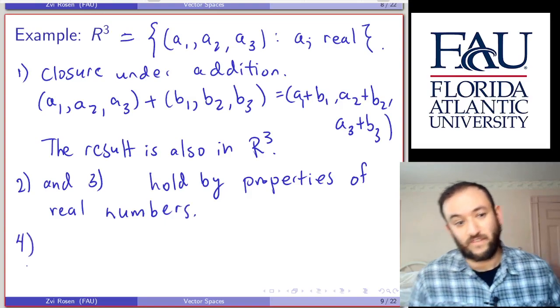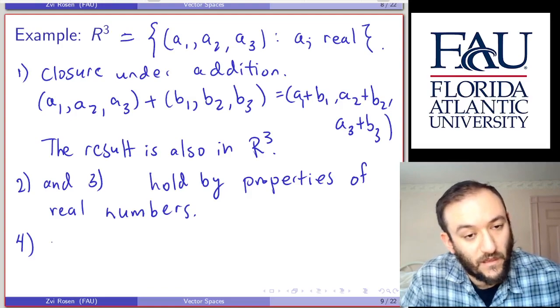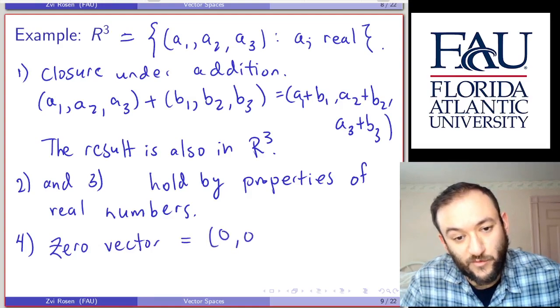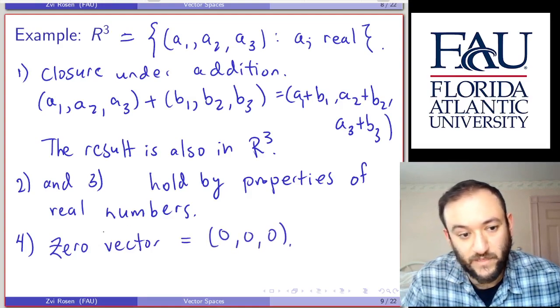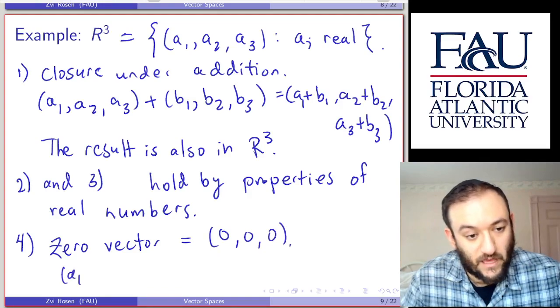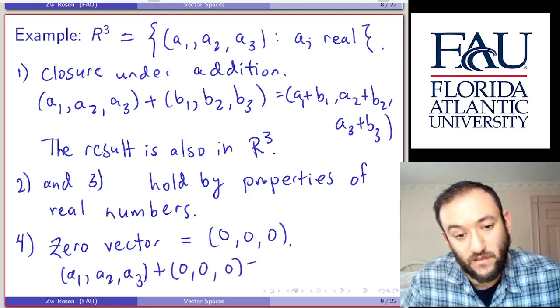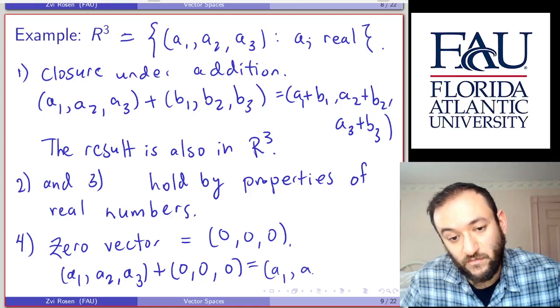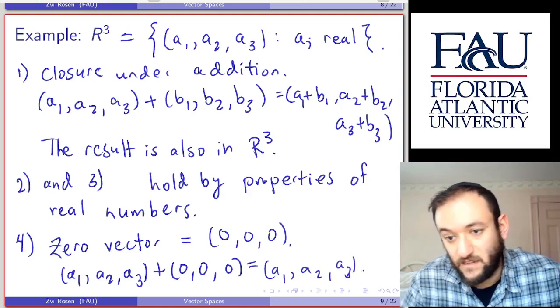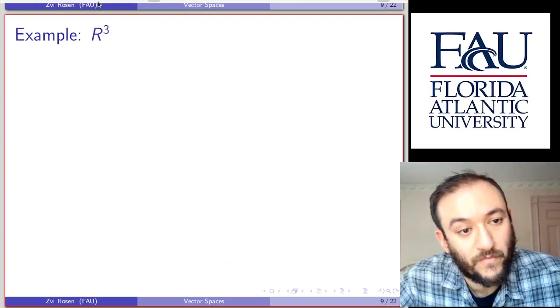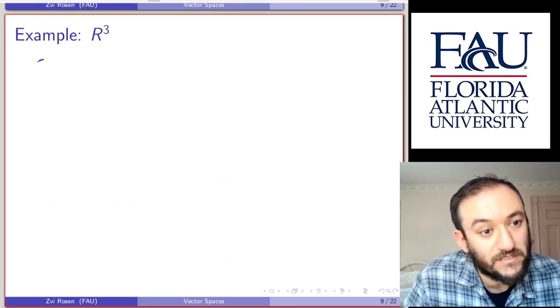4, we need a 0 vector. Our 0 vector will be the vector with all zeros. Okay, because when we take A1, A2, A3 plus 0, 0, 0, that's just going to be A1, A2, A3 again. And the same would be if we added it in the other order.